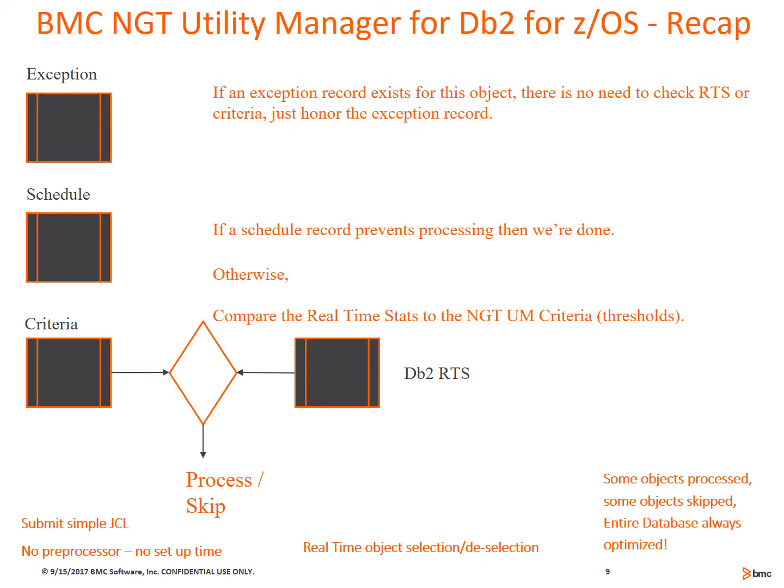To summarize, BMC NGT Utility Manager analyzes and processes objects in real time with no JCL generation. This makes for easy, seamless integration with your job scheduler. Simple JCL will trigger BMC Utility Manager at runtime to evaluate what objects need processing. A couple of simple records, as we saw in the previous slide in the criteria table, are all that is needed to manage this process. Resources are not wasted on unnecessary reorganizations, and applications run at peak efficiency because they are always processing organized data.